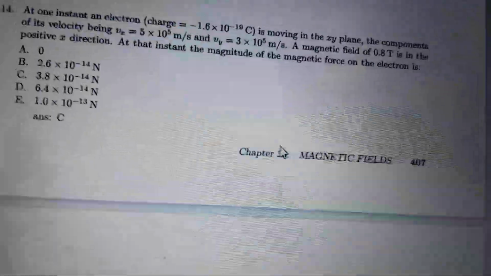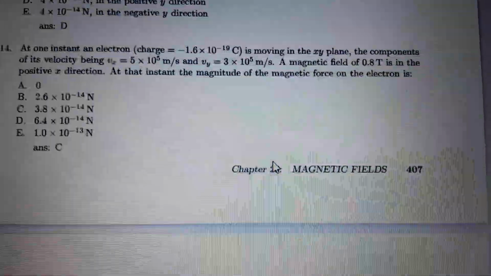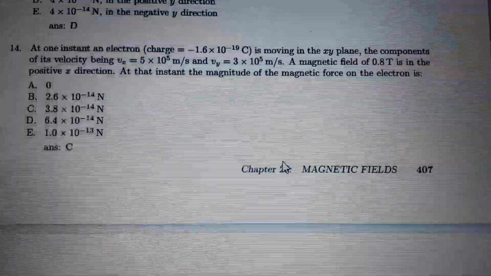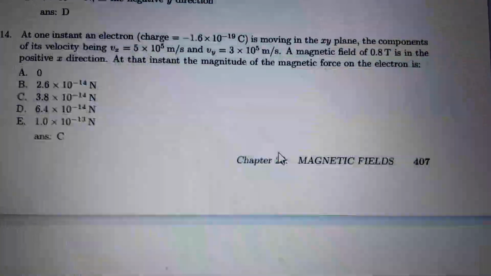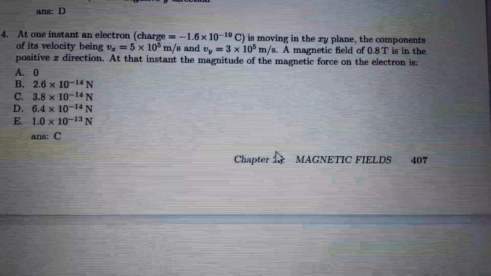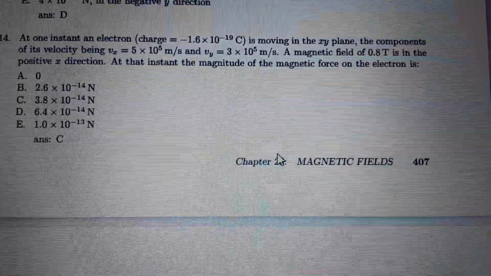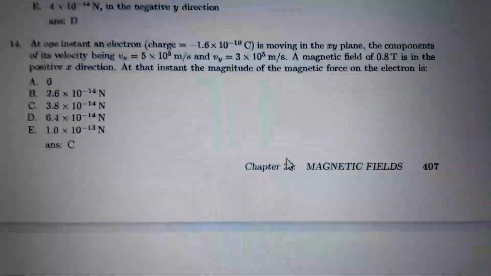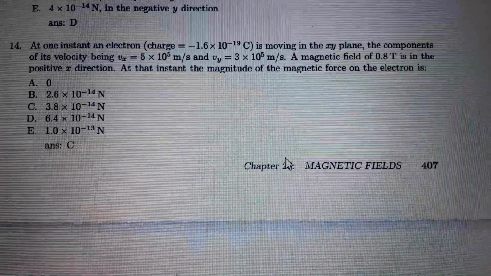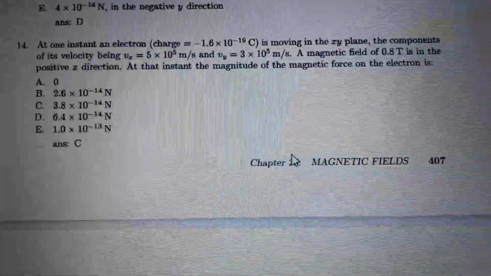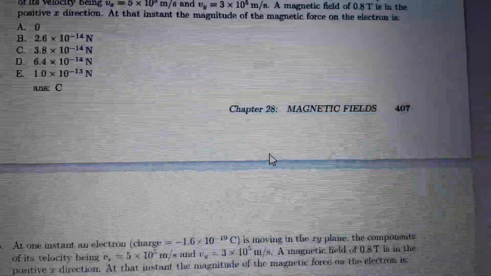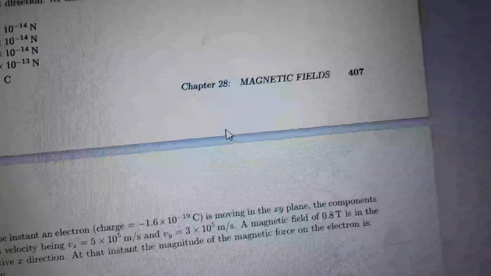At one instant, an electron of negative 1.6 times 10 to the power of negative 19 coulombs is moving in the xy plane. The components of its velocity are Vx 5 times 10 to the power 5 meters per second and Vy 3 times 10 to the power 5. I think they're repeating the question.